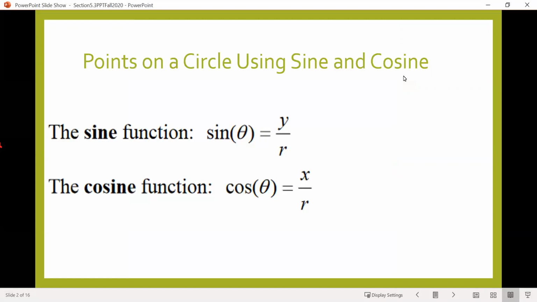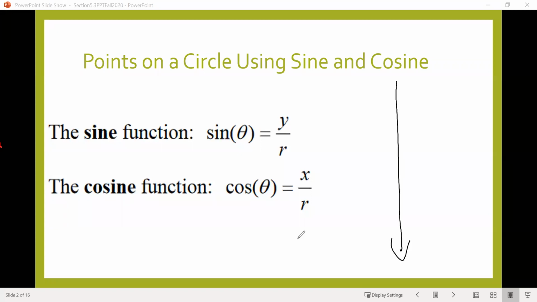Okay, so we're going to start by talking about points on a circle using what we're going to call sine and cosine. And I know that for some of you, if you've studied trig before, when you hear those terms sine and cosine, you often think of them in terms of right triangles. However, for our purposes, for now, we're going to think about them a little bit differently. So we're not going to think of them in terms of right triangles yet. We will get there.